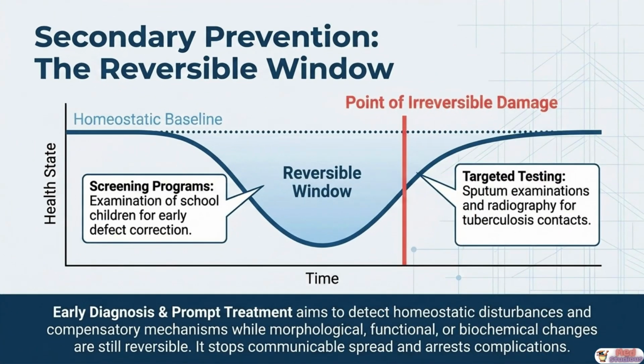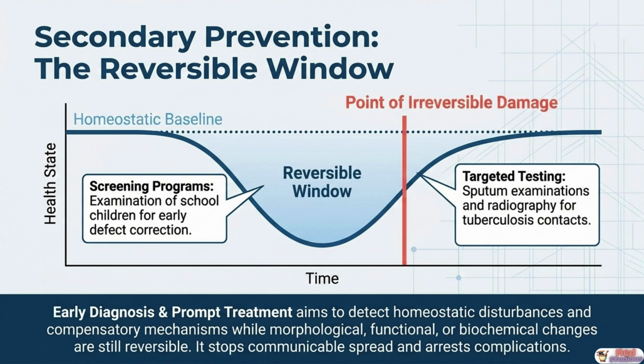Secondary prevention operates at the most clinically urgent juncture in the natural history of disease, the reversible window. This is the critical period after disease has begun, but before irreversible structural, functional, or biochemical damage has been permanently established. The graph on this slide illustrates this concept with elegant clarity.